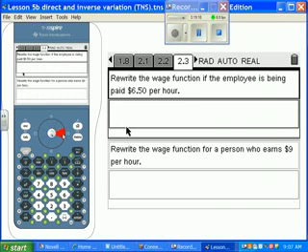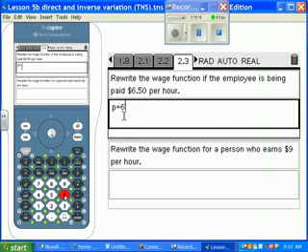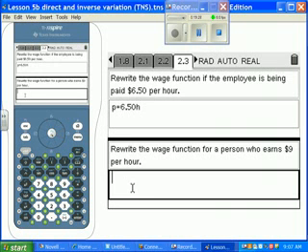We're going to rewrite the wage function. If the employee is being paid $6.50 an hour, how would I write this? P equals 6.50 times H. Very good. Excellent. Any problems there? Okay. Rewrite it if it's $9 per hour. P equals 9.00 times H. Good. Any problems with this?